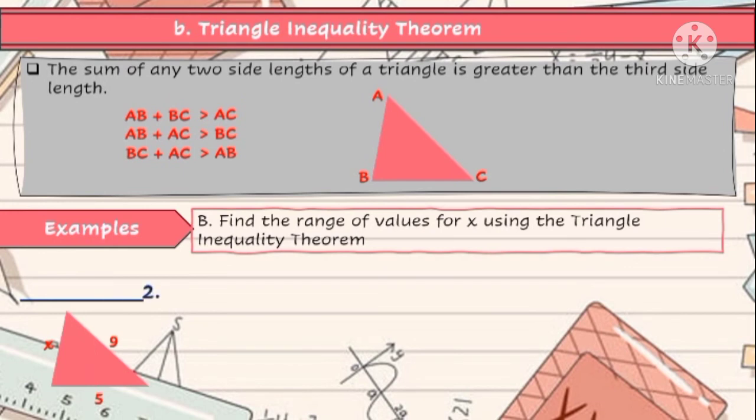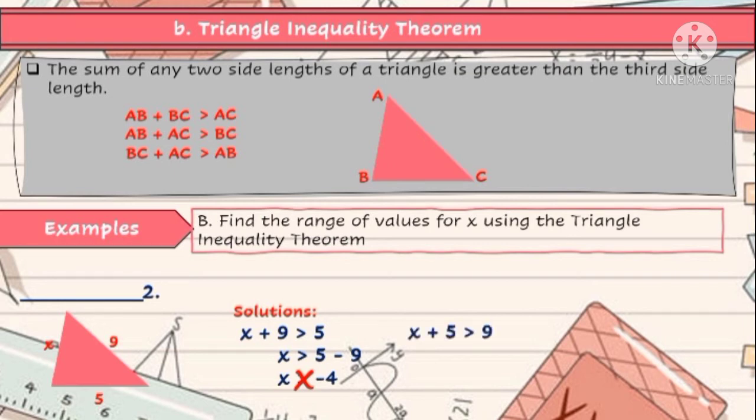Example number 2. The lengths are x, 9, and 5. So what is given is a figure and the lengths of its sides. It depends on you which one you want to add first. All of them will give the same answer. For the solutions, the first I will add is x and 9, which should be greater than 5. Simplifying it, x is greater than negative 4. And since we have no negative length, let's disregard this.